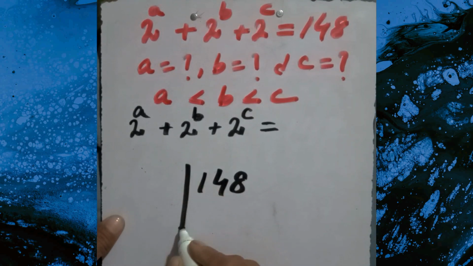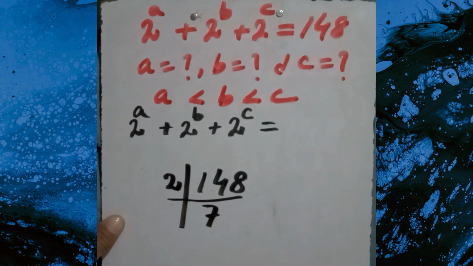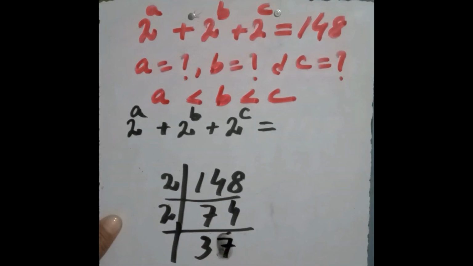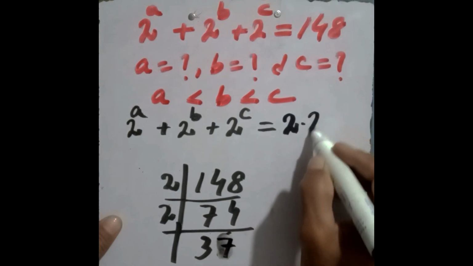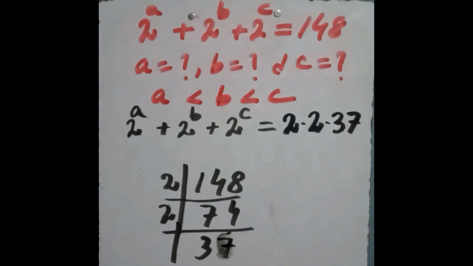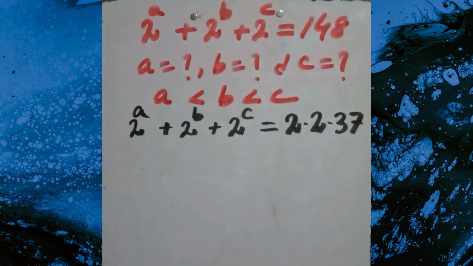We factorize this term: 2 multiplied by 74, 2 multiplied by 37. So we write the factorization of 148 as 2 times 2 times 37. According to this factorization, look here, the first term we bring is 2 exponent of 2.